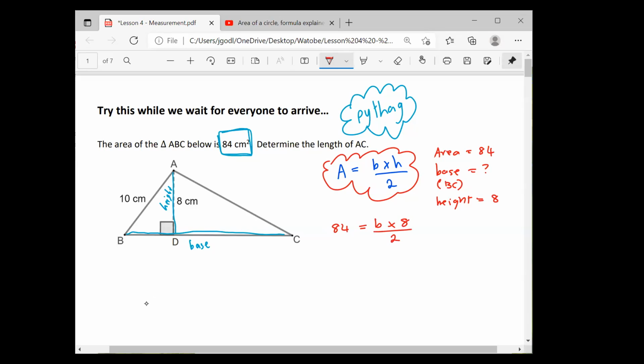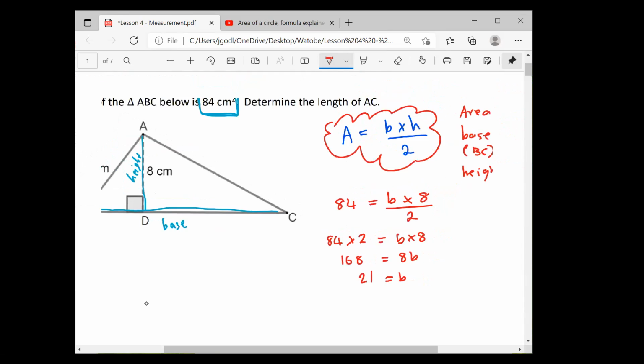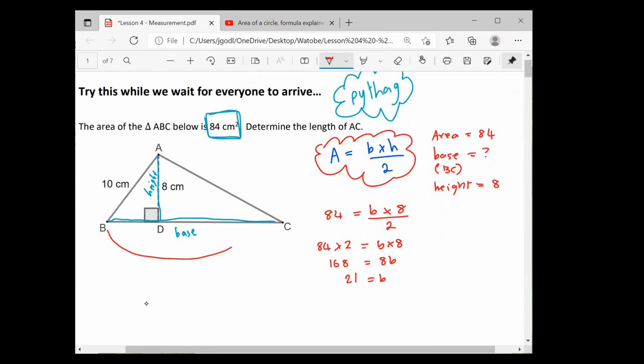Now we have just a normal equation where we're trying to find what the base is. So we say 84 times 2 is equal to base times 8. 84 times 2 gives us 168, and we're going to divide that by 8. And we get 21. That tells us that the length of BC is 21 centimeters.